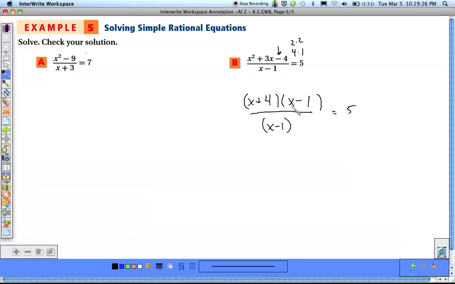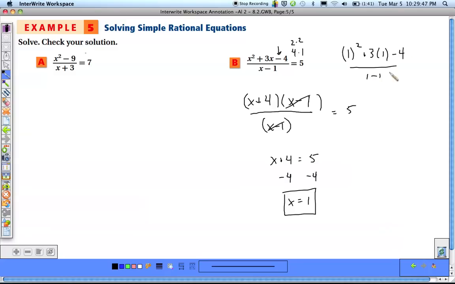If we take a look, we have two binomials that are the same. We can cancel them out, and we just get x plus 4 equals 5. Subtract 4 from both sides, and we get x equals 1. Now, when we get our answers here, we always want to plug them back in to check to make sure they work. As in, if we go 1 squared plus 3 times 1 minus 4 over 1 minus 1, is that going to give us 5? What we may notice down in that denominator is 1 minus 1 is actually just going to be 0, and you can't really have a fraction that's over 0. That's an undefined answer. So this x equals 1 is not actually a solution.